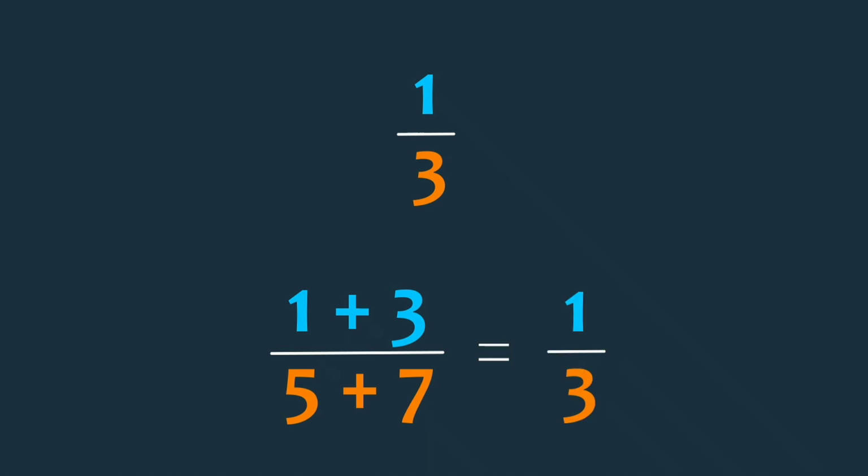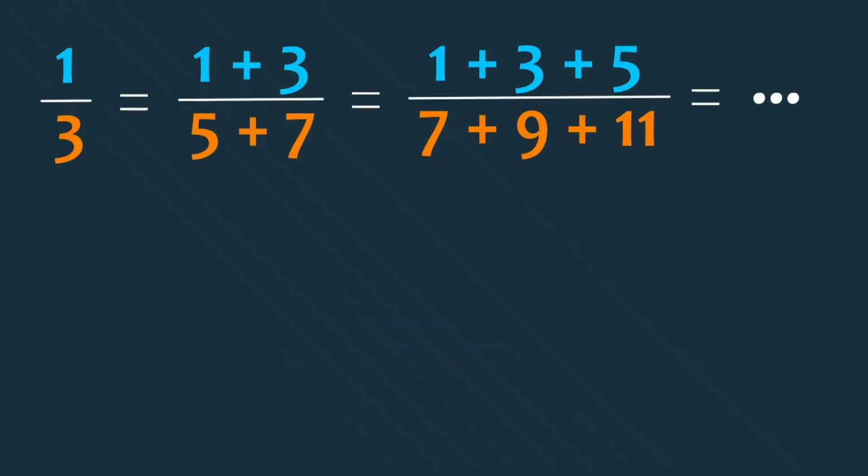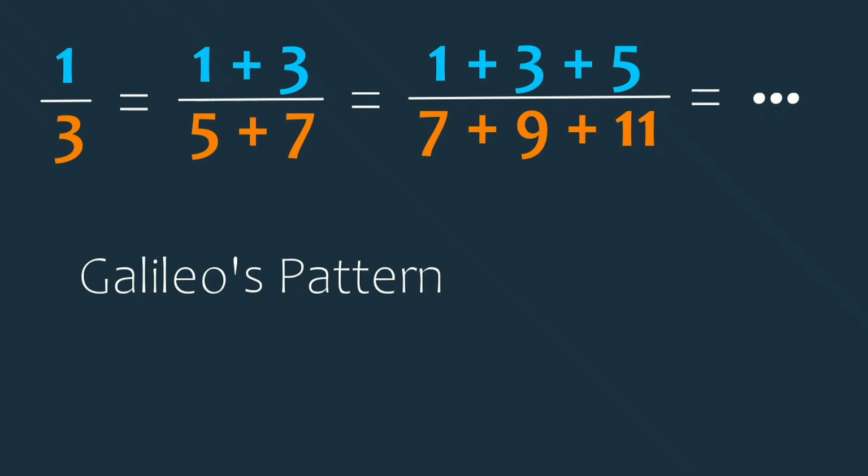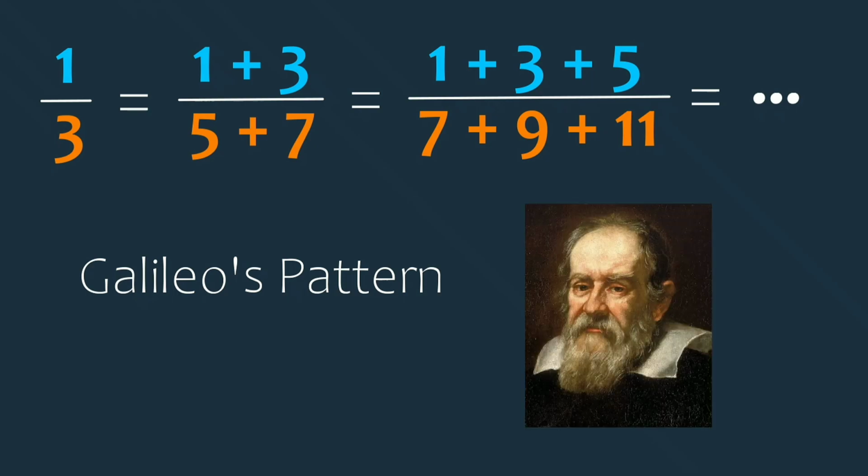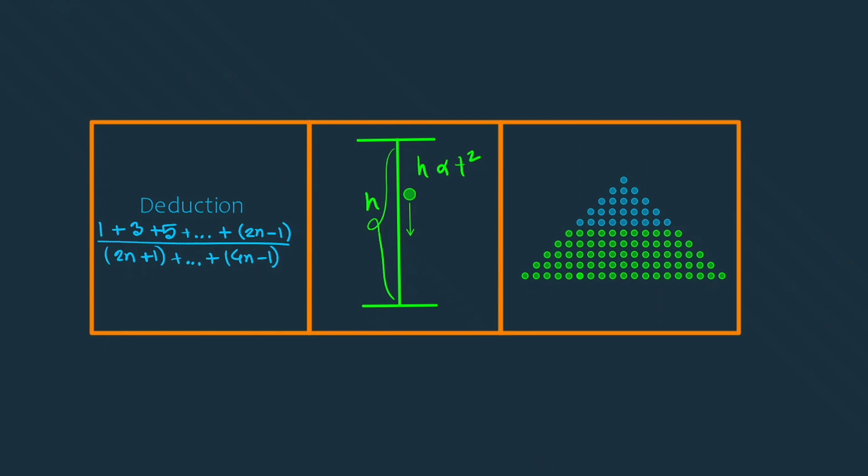If we place the sum of the first few consecutive odd numbers as numerator and the sum of the next same number of consecutive odd numbers as denominator, the fraction will always be equal to 1 over 3. This beautiful pattern is known as the Galileo pattern, named after the great Italian physicist Galileo Galilei, because he first noticed this pattern while he was researching on freely falling bodies. In this video, we will see three different interpretations of why this pattern works. So without further ado, let's jump into it.